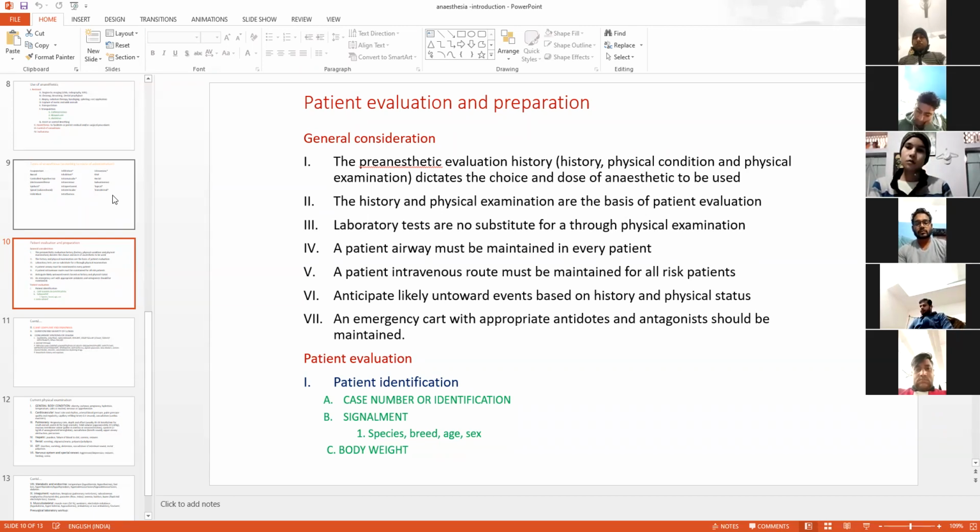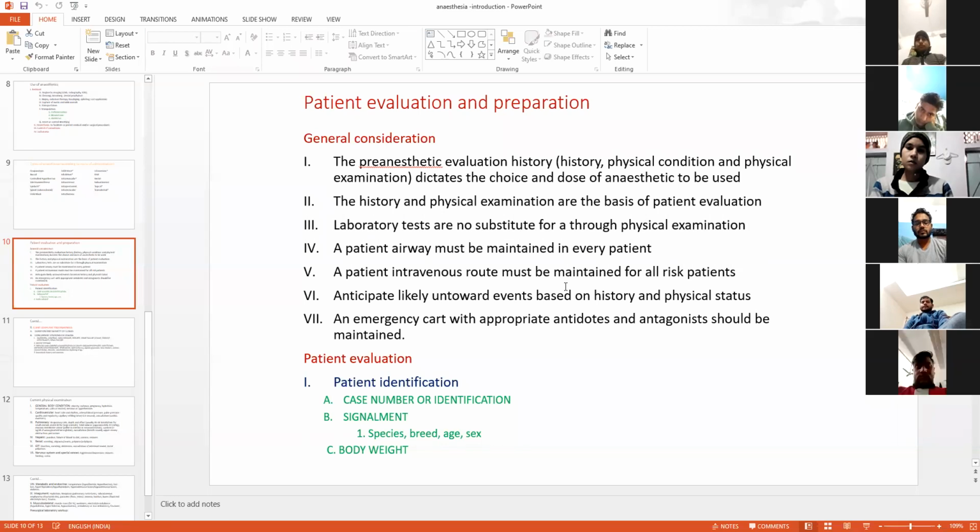LFT and KFT are very important, along with CBC. Even whole blood parameters are required before administration. Suppose an animal is having very low hemoglobin, or if the animal is having some infection, then you have to rule out all these things. Then only you decide whether this animal is able to tolerate whatever side effects of the anesthetic combination there are. So a complete laboratory test is required.